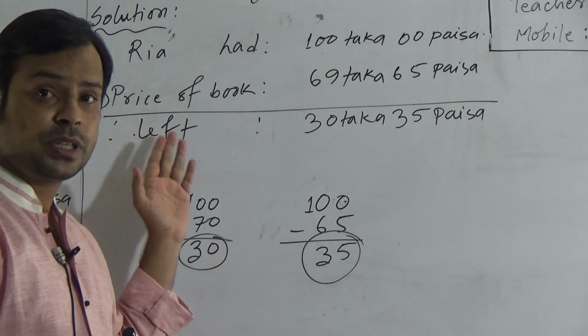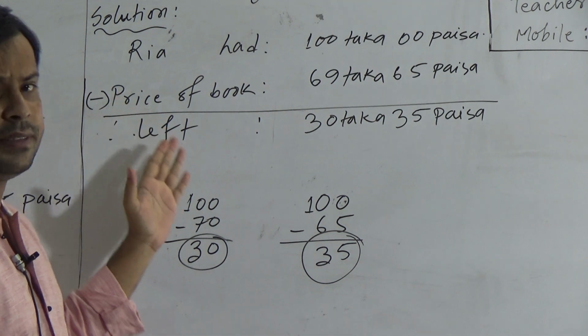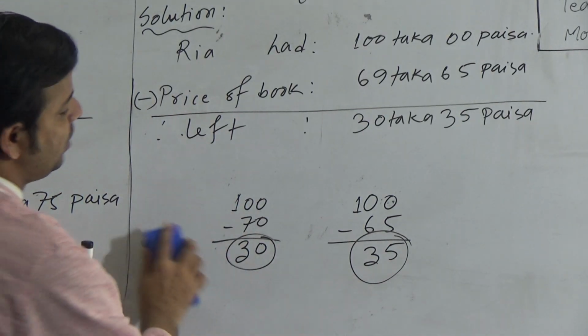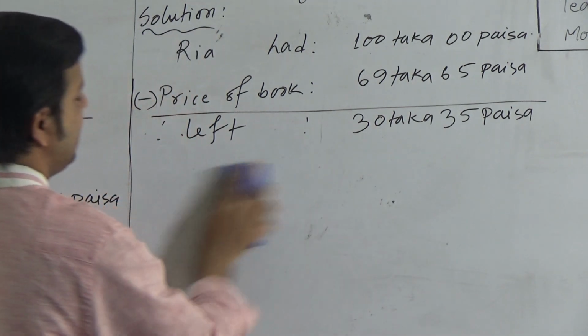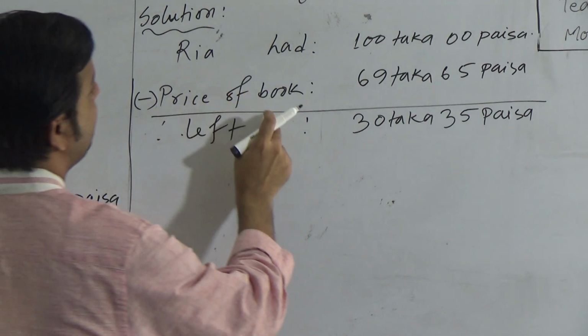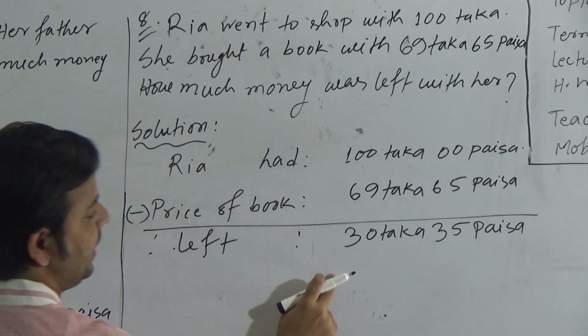Dear students, at first you have to remember that you have to read the question very carefully. You have to identify what is given and what you have to find out. Then you have to decide whether you need to do addition or subtraction. And we can write from this information. If we do the subtraction, we will get the required answer.